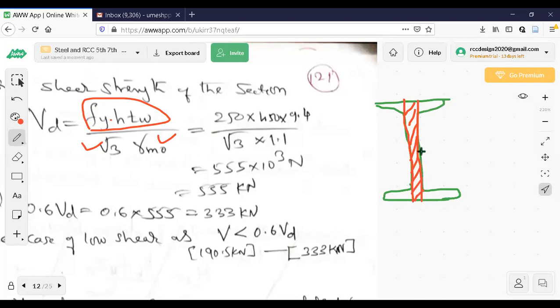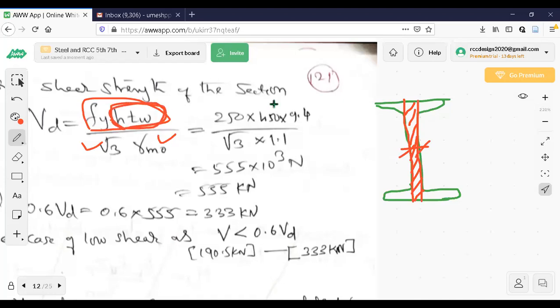How much is the area of this? H into TW. Total is H. What is the area of this shaded rectangle? H is the height, TW is the thickness of the web. That is what is there here. You can see this.